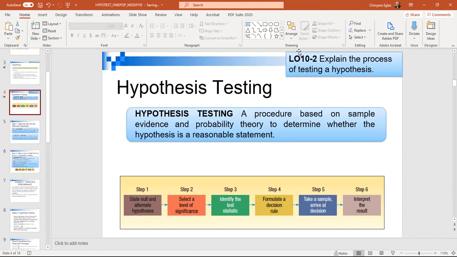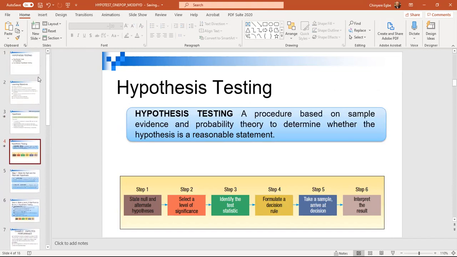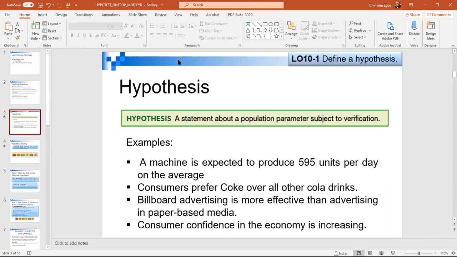So on Monday, I'm going to complete this lecture and then go to the next level of hypothesis testing, which is going to be testing for two populations.